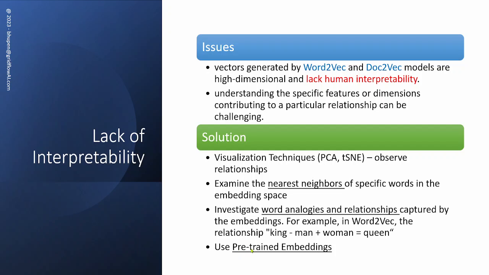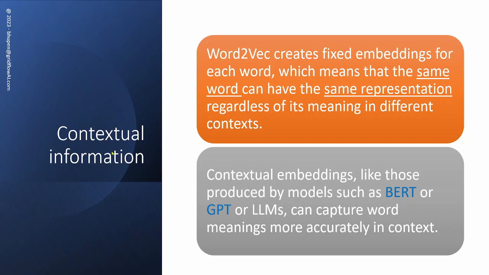Finally, trust a pre-trained embedding model rather than building your own. Another shortcoming is the contextual information. Word2Vec creates a fixed embedding just by looking at the word. It doesn't matter in which context the word is being used. It generates the same representation regardless of the context that the word is being used in. So the solution is to look for advanced embeddings like BERT and GPT, and I will be talking about these embeddings in the subsequent videos.